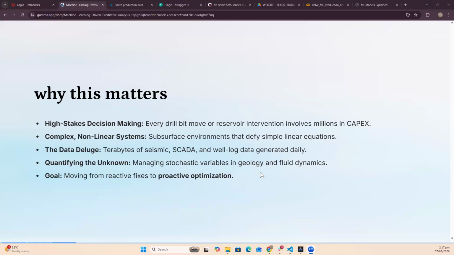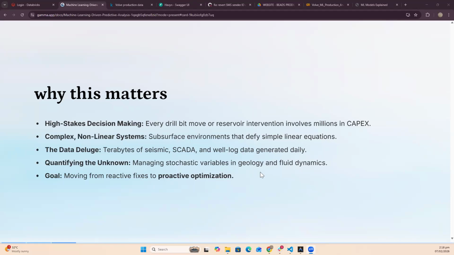Okay, so why does this matter? Why do we have to care about machine learning driven predictive analysis? First, we are looking at high stakes decision making. In the petroleum industry, a small decision is never really small. One wrong drilling adjustment can cost millions of dollars. Machine learning helps us make decisions with evidence, not guesswork, so it reduces the cost of the decisions you make.